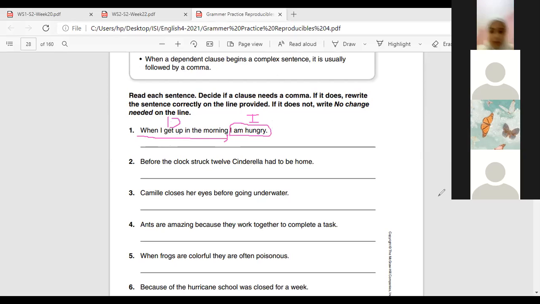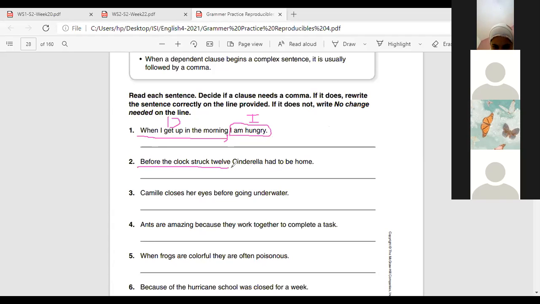For example, number 2, let's take Lana. Let's see if Lana can guess if sentence number 2 needs a comma or no. Can you read sentence number 2, please, Lana? Before the clock struck 12, Cinderella had to be home. Before the clock struck 12 is independent, and Cinderella had to be home is dependent.